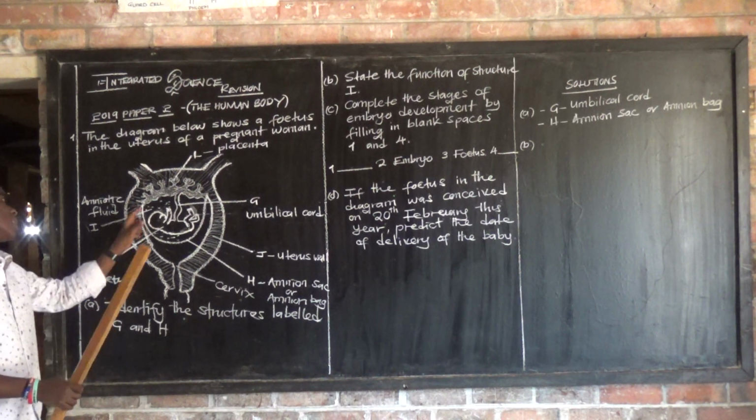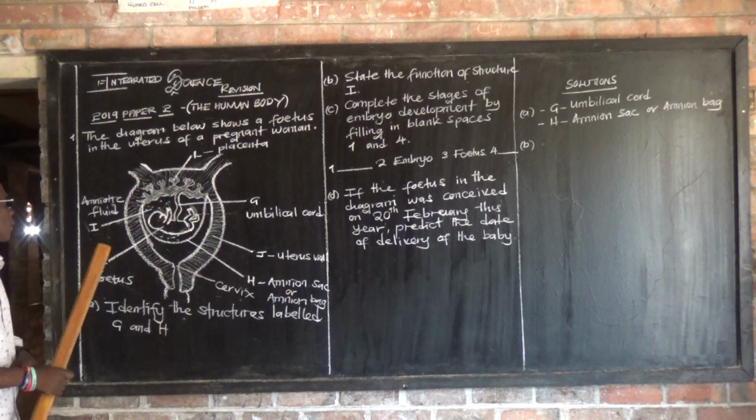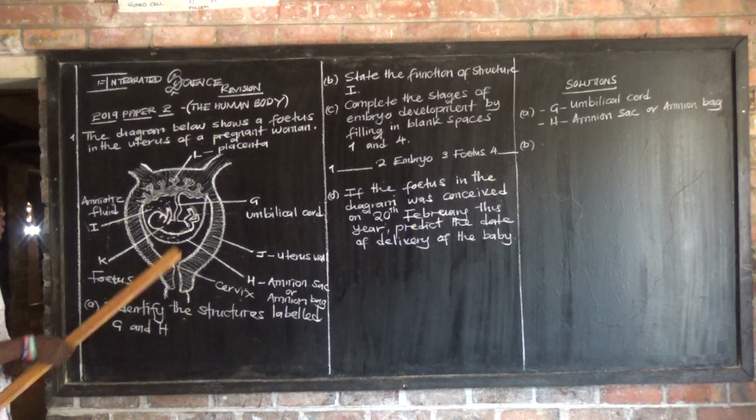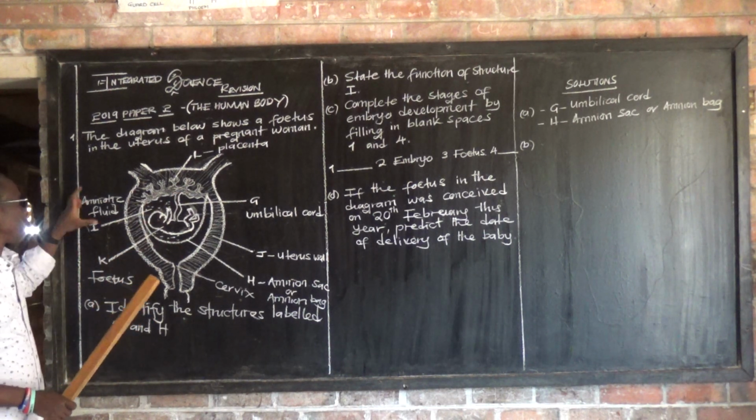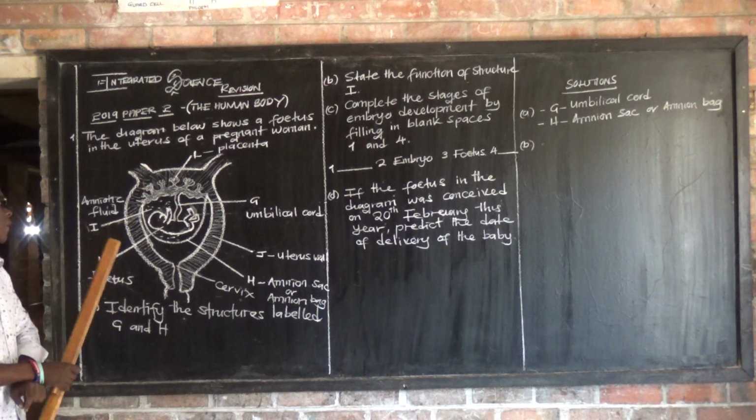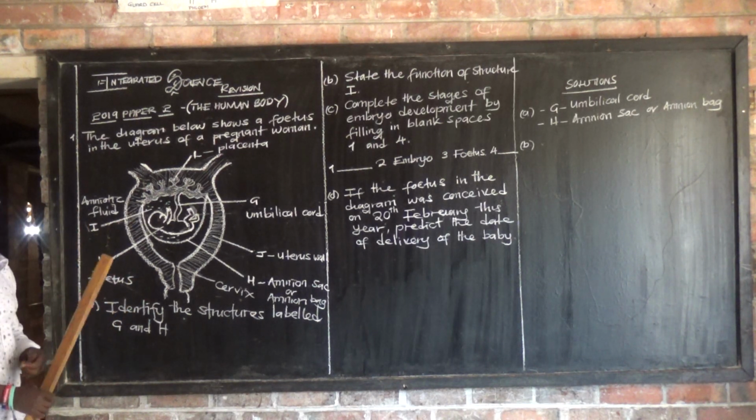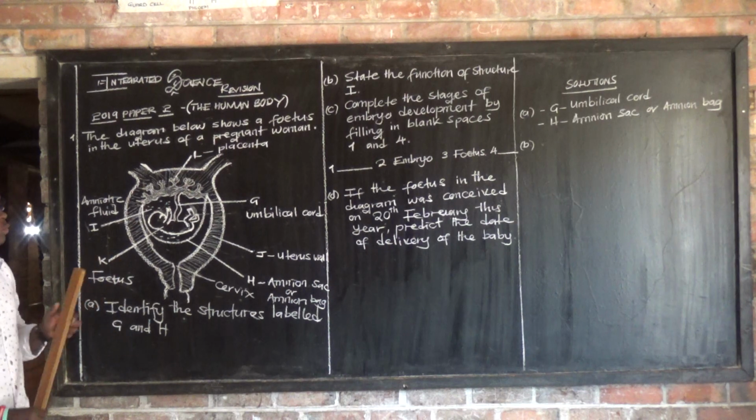Then let's look at this one, which is I, the amniotic fluid, which is part of our diagram. The function of the amniotic fluid is to prevent the fetus from dehydration and mechanical shock.